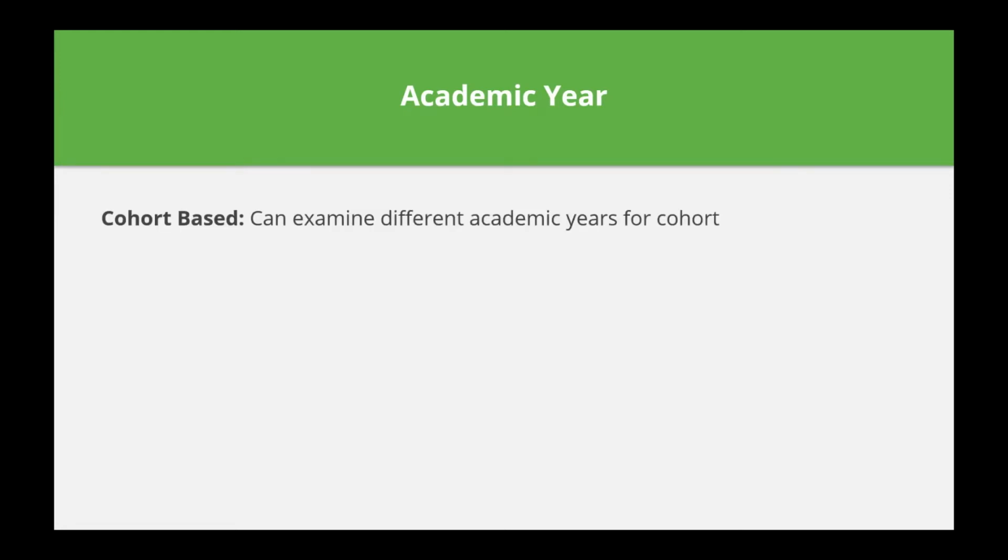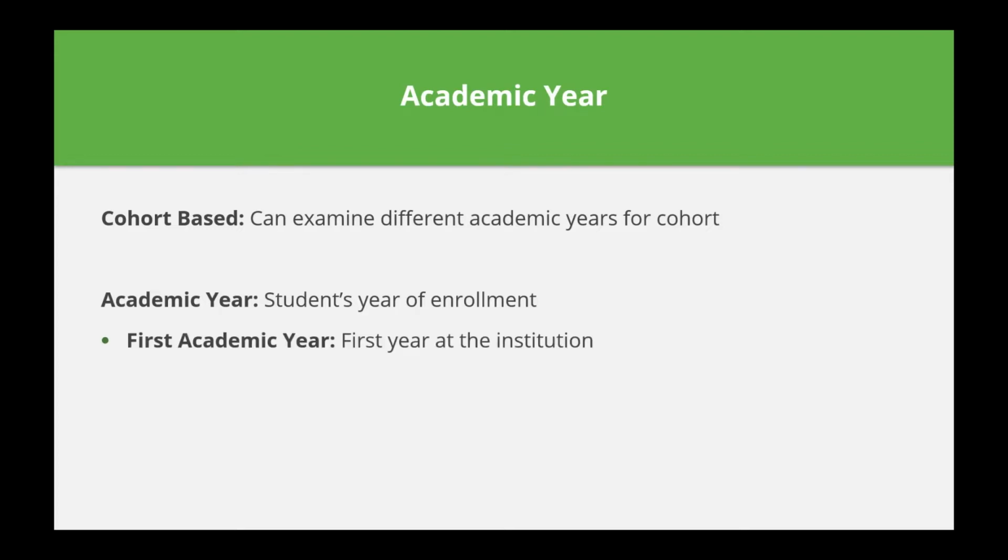While the dashboard is cohort-based, like other PDP dashboards, this dashboard allows the user to examine different academic years for the given cohorts. Because of this, the user can choose which academic year to explore. For example, the first academic year refers to the student's first year at the institution, regardless of the number of credit hours earned. The second academic year refers to the student's second year at the institution, based on the time since the student's first enrollment at the institution.